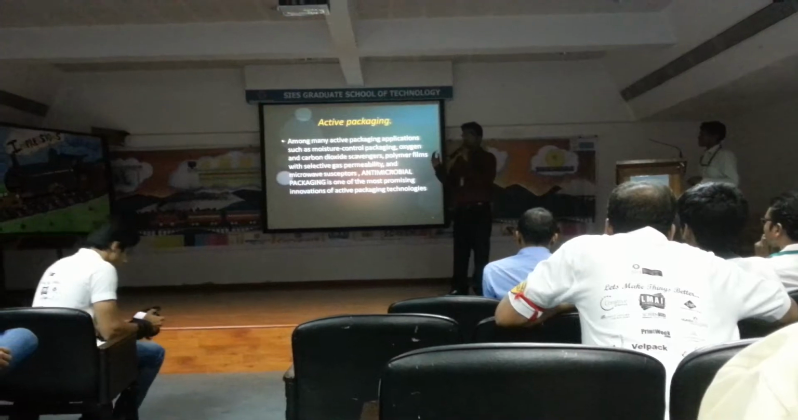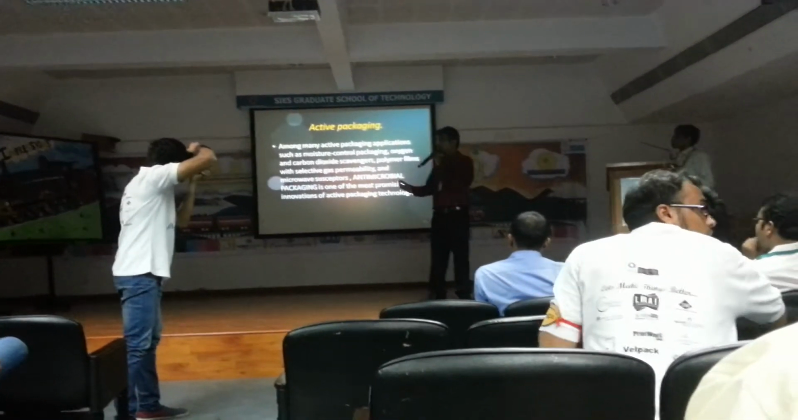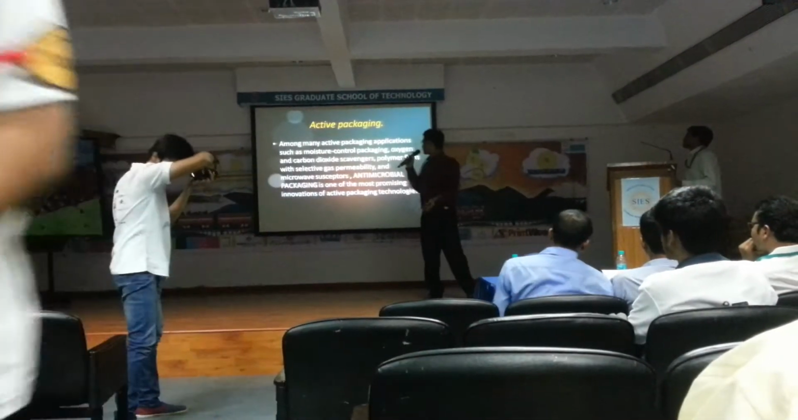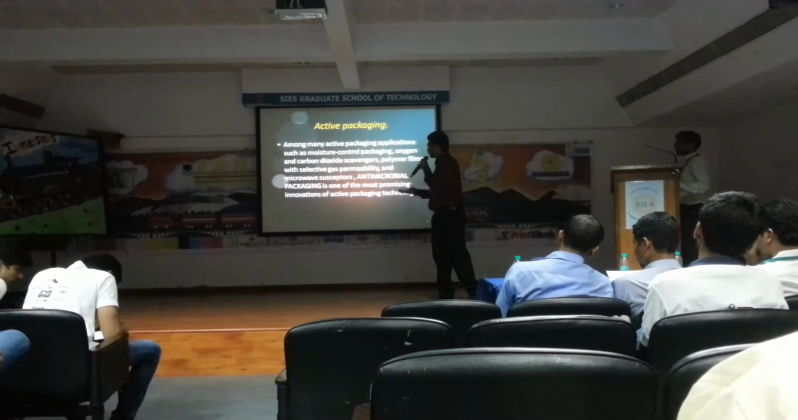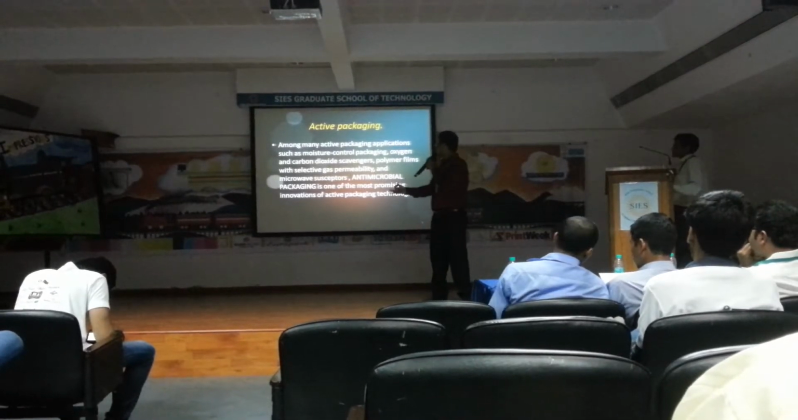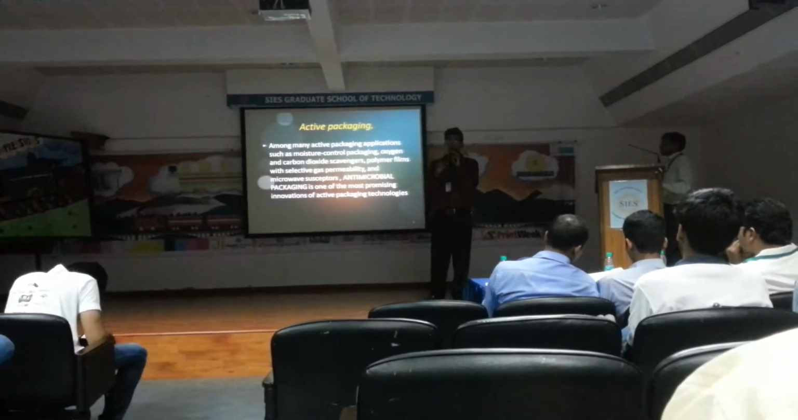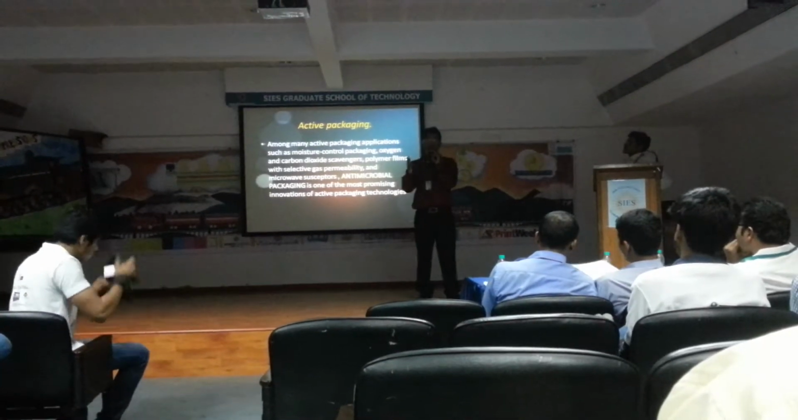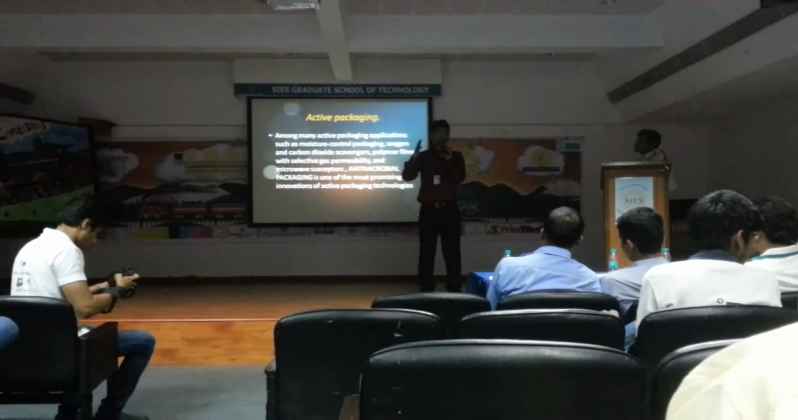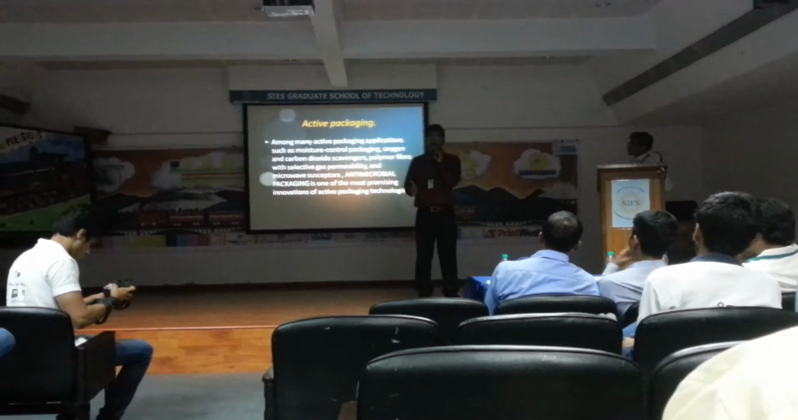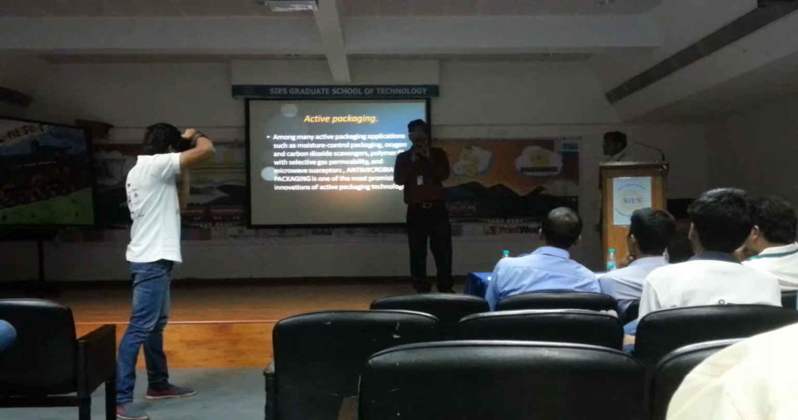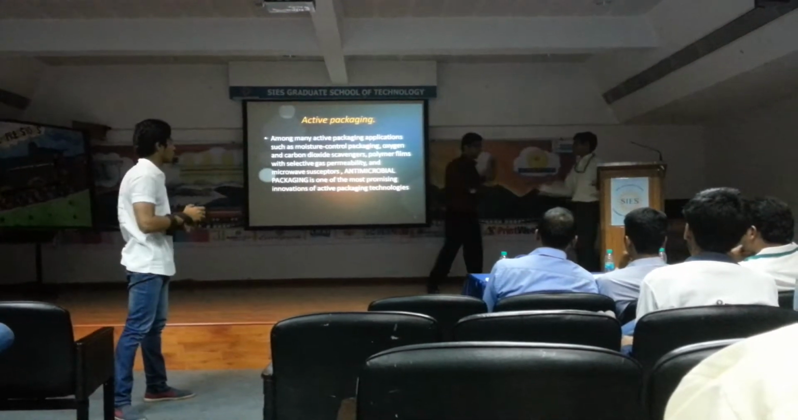Now let us see more about active packaging. Among many active packaging applications such as moisture control packaging, oxygen and carbon dioxide scavengers, polymer films with selective permeability, gas permeability, and microwave susceptors, antimicrobial packaging is one of the most promising innovations in the near future of active packaging technology. The antimicrobial packaging system is classified into two phases: active packaging and controlled release packaging. The first phase has been done. The second and last phase will be explained by my colleague Joel Thomas. Thank you.